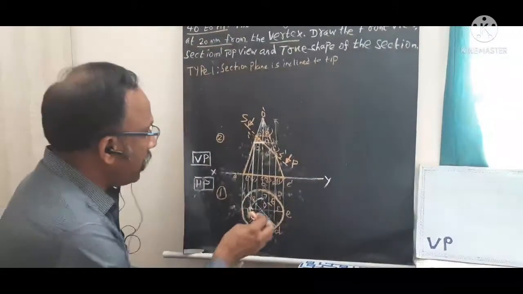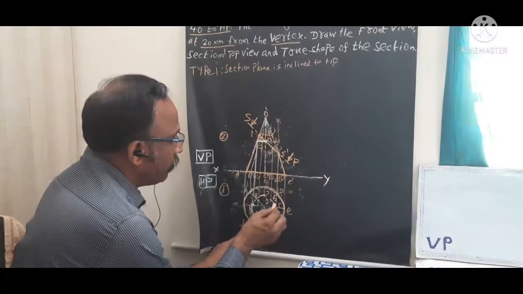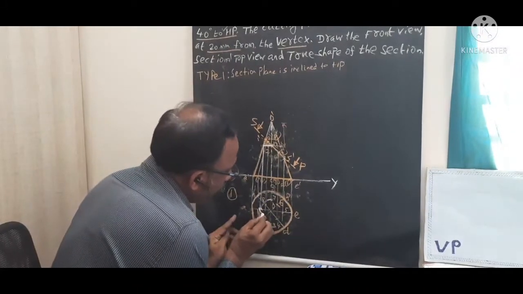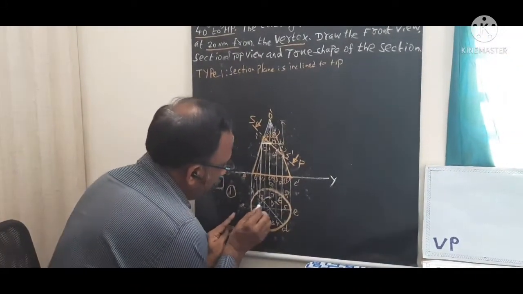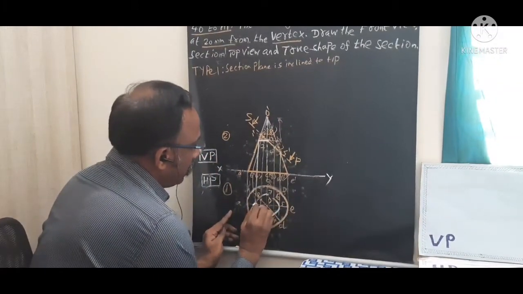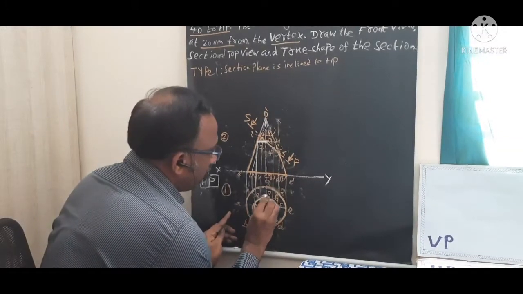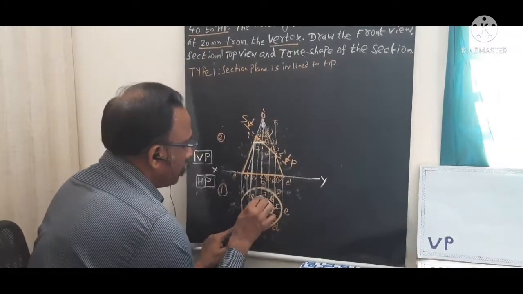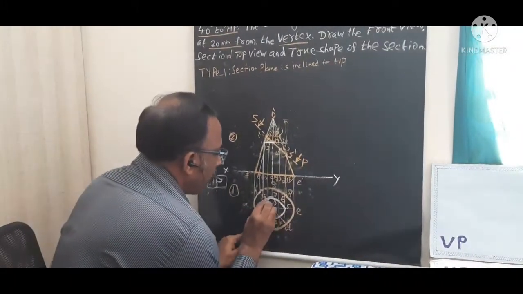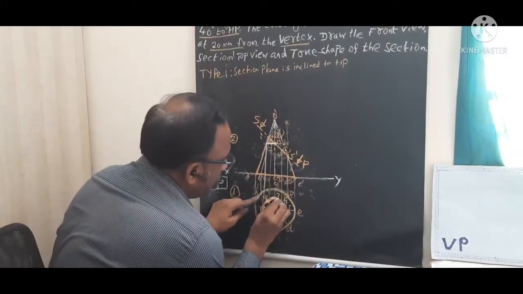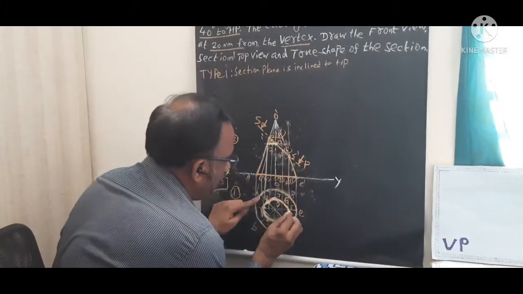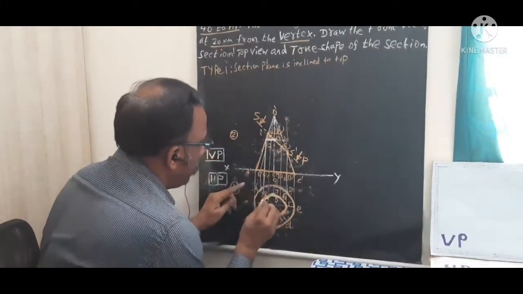So how many points did I get? 8 points: 1, 2, 3, 4, 5, 6, 7, 8. I need to join these points in a smooth curve by using your French curve. You need to use your French curve for connecting these. It represents the cut surface of this particular cone. So you need to join these and you get a smooth surface. This will be made darker by using an HB pencil. Then only you get the removed surface. This is the removed surface.